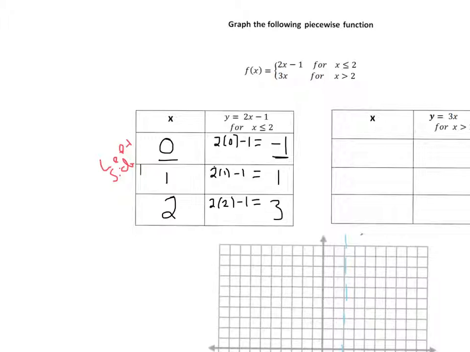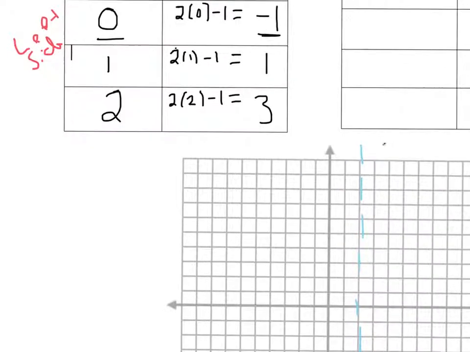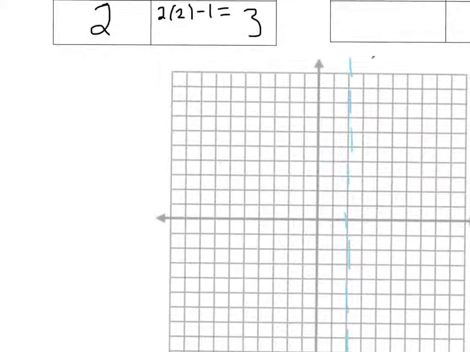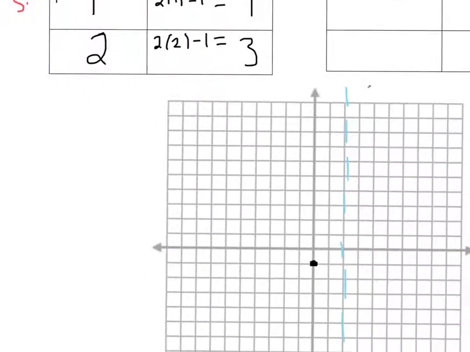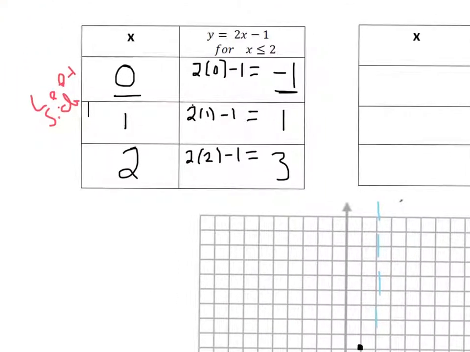Now let's go ahead and plot these points. The first one is 0, negative 1. That's this point right here. What's another point? I have 1, 1. So I'm going to plot the point 1, 1. That's right here. And finally, I need to plot the point 2, 3.